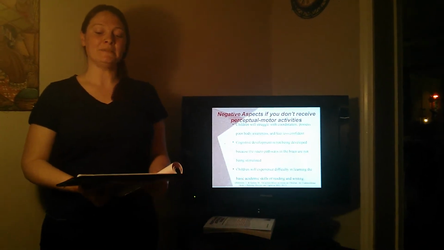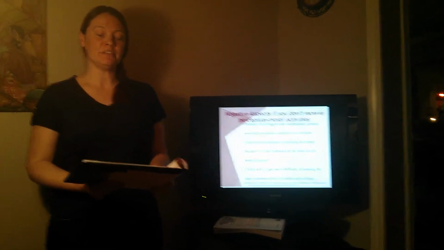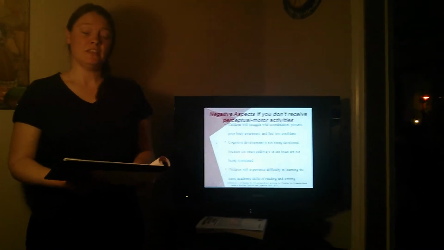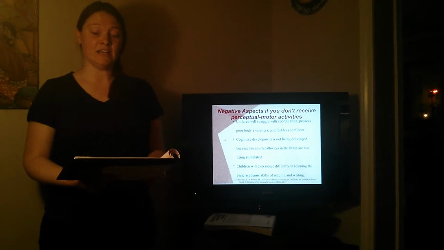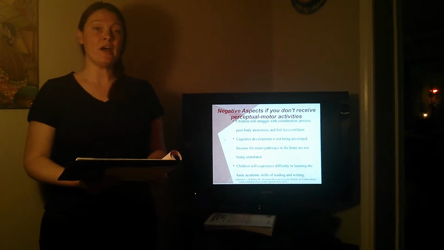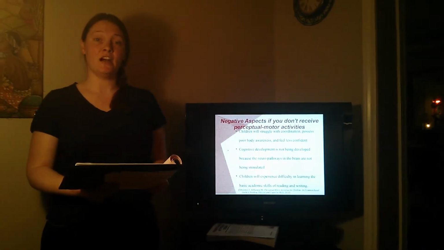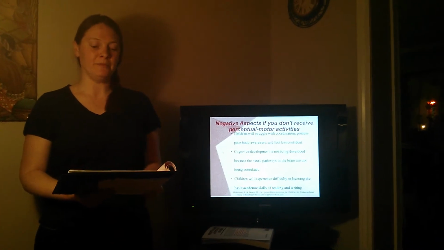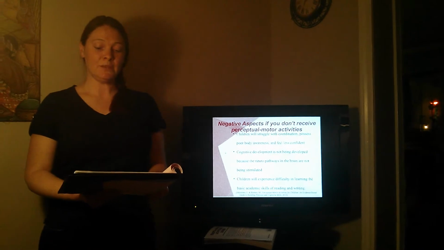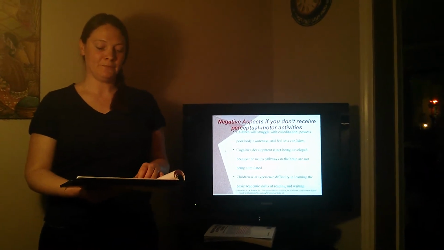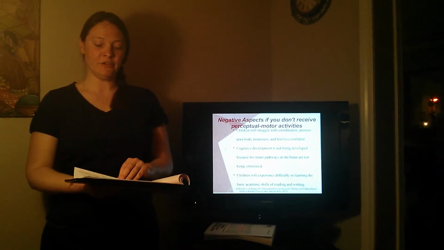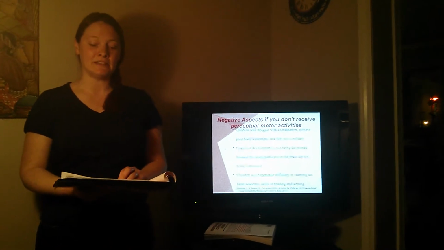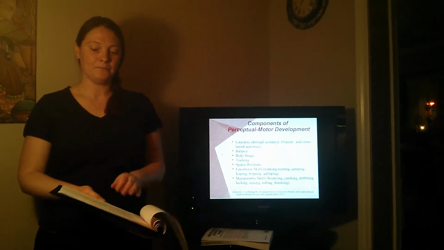The negative aspects: if you don't receive perceptual motor activities, the children will struggle with coordination, possess poor body awareness, and feel less confident. Cognitive development is not being developed because neural pathways in the brain are not being stimulated. Children will experience difficulty in learning basic academic skills in reading and writing.